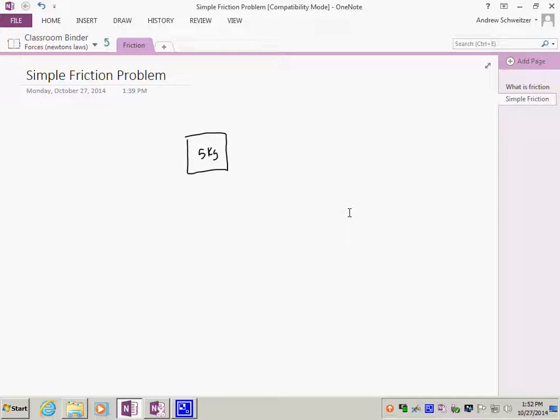We're going to do a couple sample problems on friction. Alright, so a couple things here. We have a box, weighs 5 kilograms, placed on top of a surface. Between the surface and the box there is a coefficient of friction that equals 0.3.